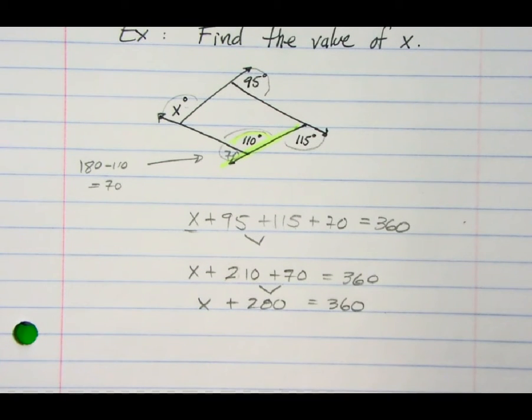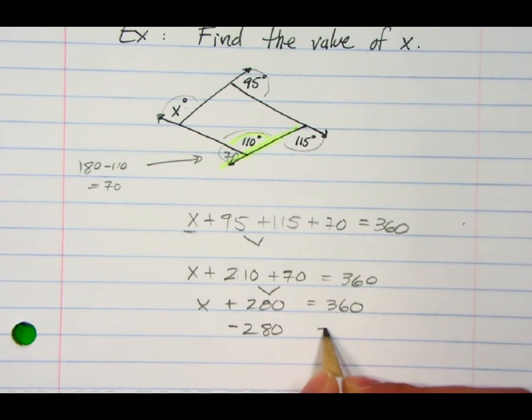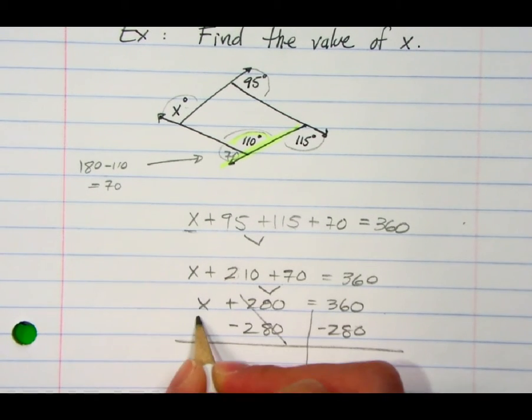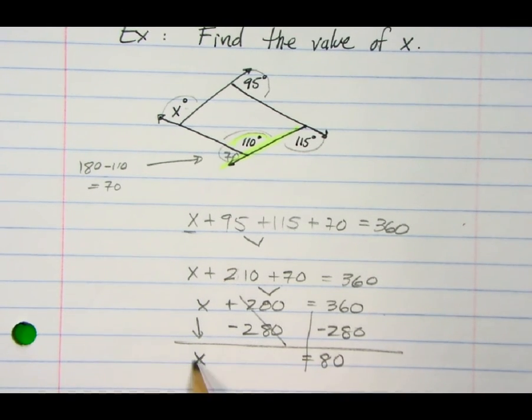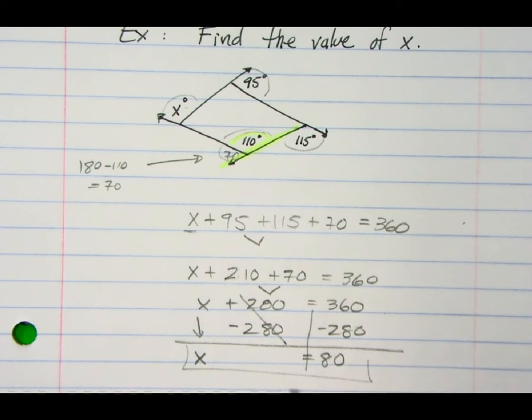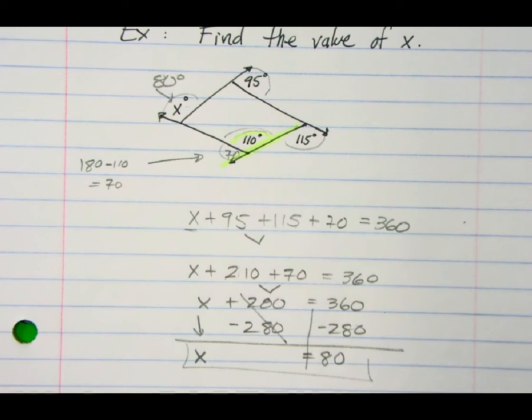And then my last part would then be to solve the equation. Solve for the x. I subtract 280 on both sides. Those cross out. This drops down. I get x equals whatever that is subtracted, which gives me 80. All right, so now I know that I can come back over here, and I know this angle measurement is 80 degrees. All right, that's it for notes today.